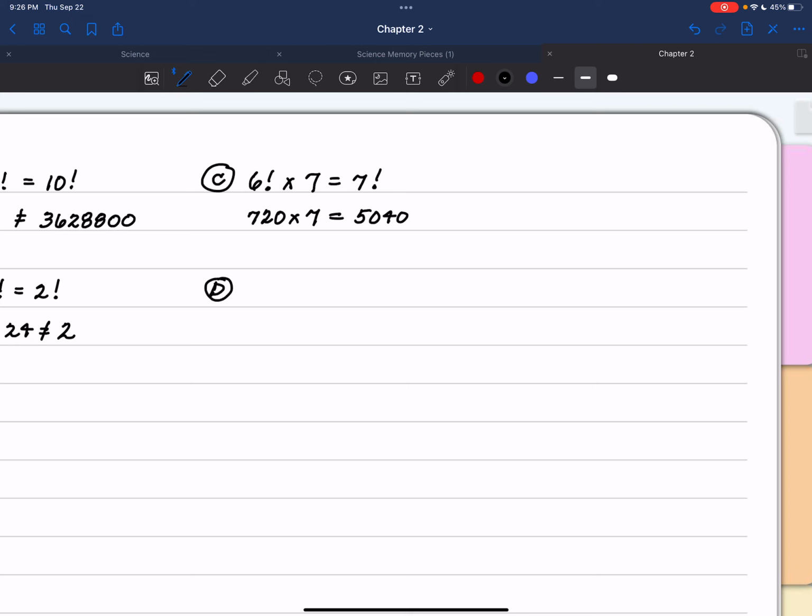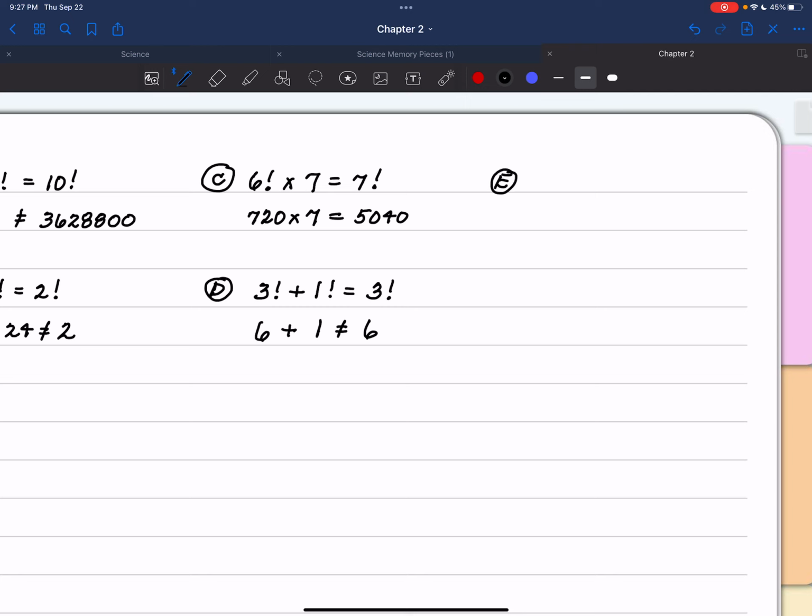D. 3 factorial plus 1 factorial equals 3 factorial. Well, I can look at that one and tell you that can't be. But let's see. 6 plus 1 factorial is 6. No, that is not a true statement.